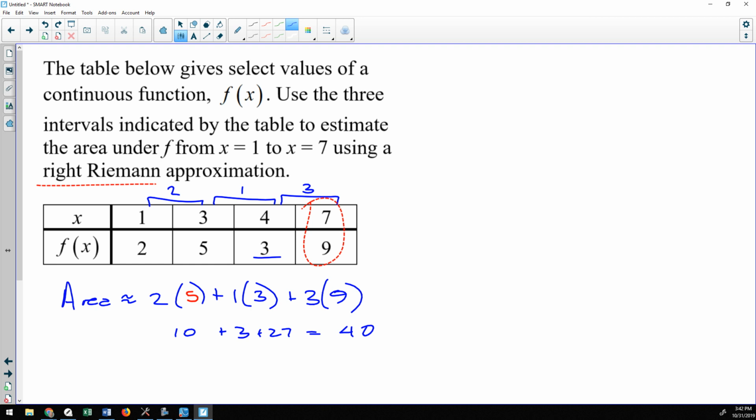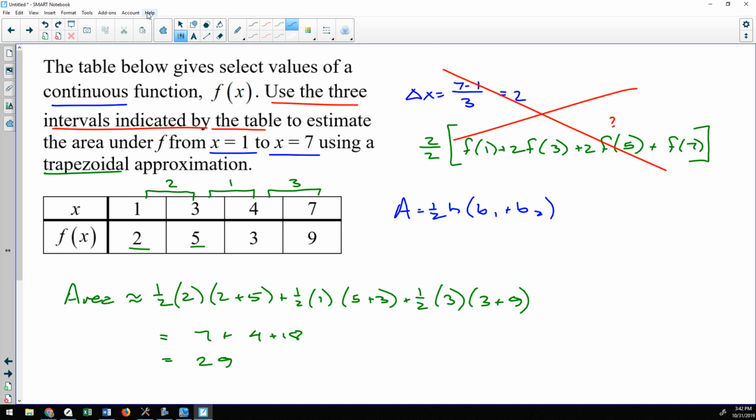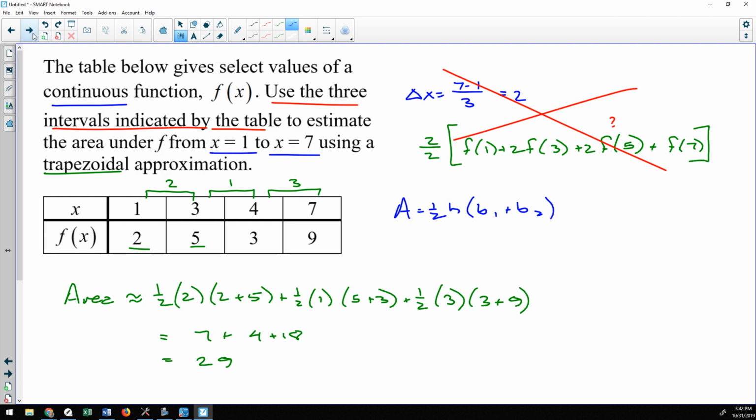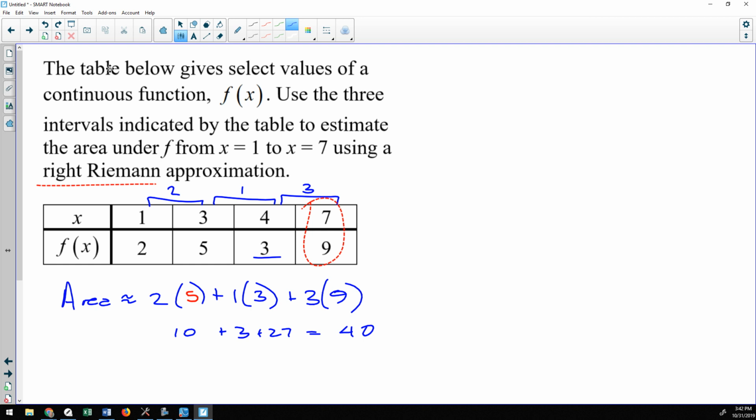So there you go. There is a Riemann approximation with the table, and then the trapezoidal approximations with a table and with a known function. But lately on the AP exam, they have been asking these types of questions with tables more so than they have with a known function.